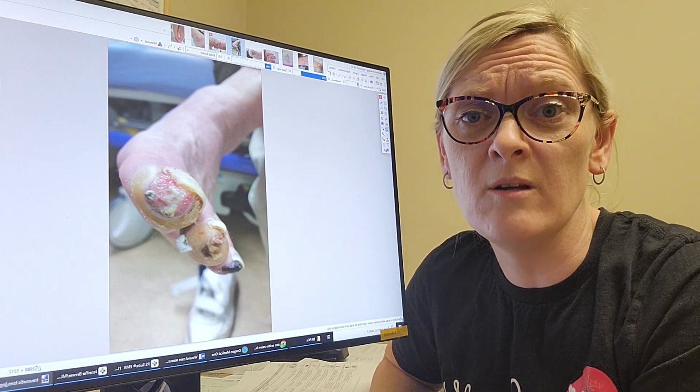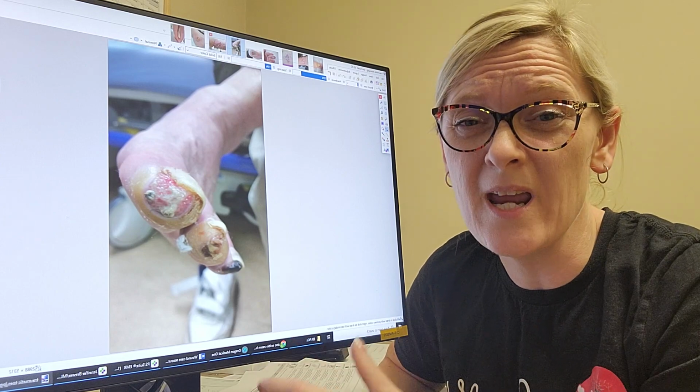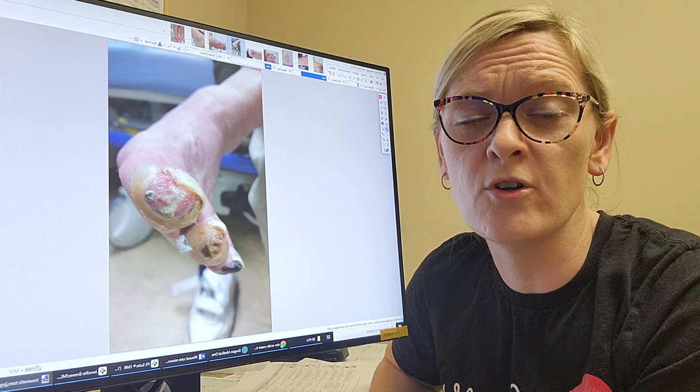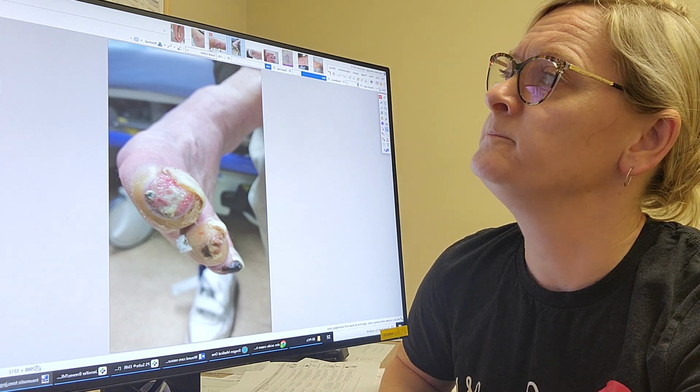But again, once there's greater than 50% granular tissue, sometimes they'll start to back off. I usually wait till about 80%, so that we have good granular tissue within the wound, and then rely a little bit more on the autolytic debridement.